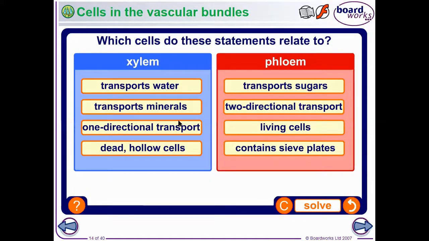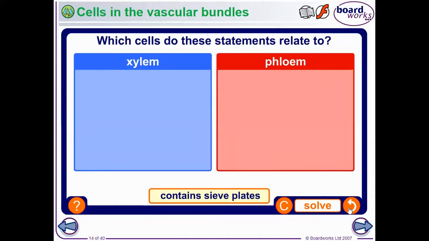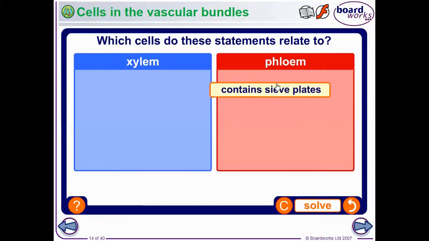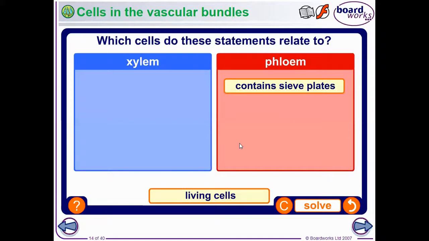So which cells do these statements relate to? Now, not all of them are in the correct order. So let's go through it. Contains sieve plate. Does it belong to the phloem or does it belong to the xylem? Okay, very good. The majority of you are saying phloem. We're going to see if we're all right come the end.